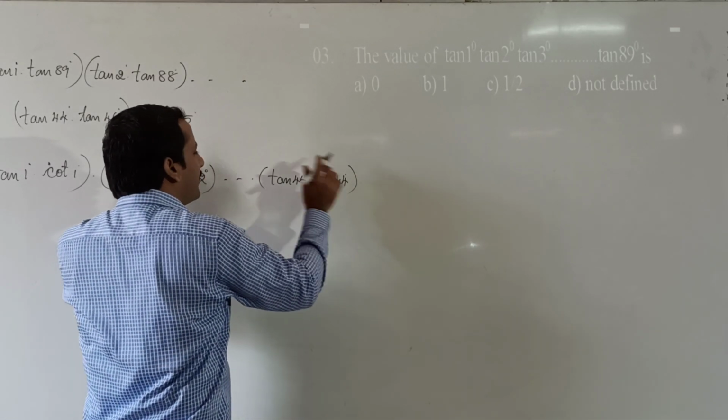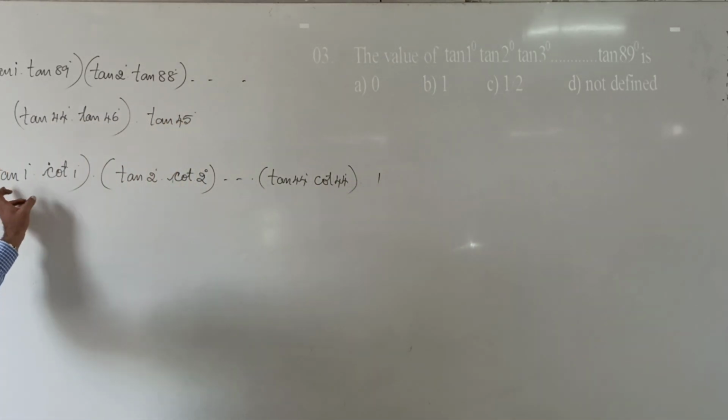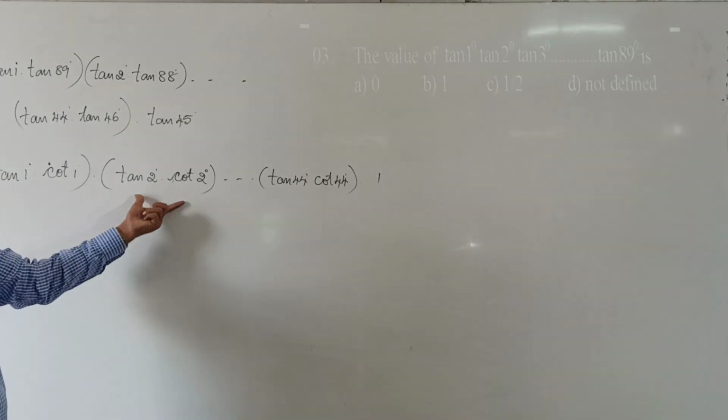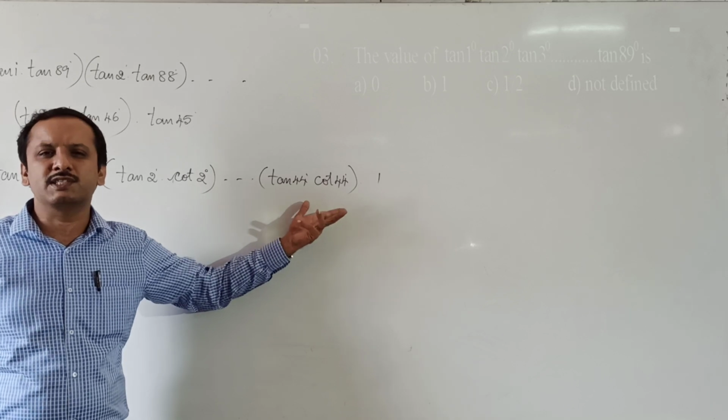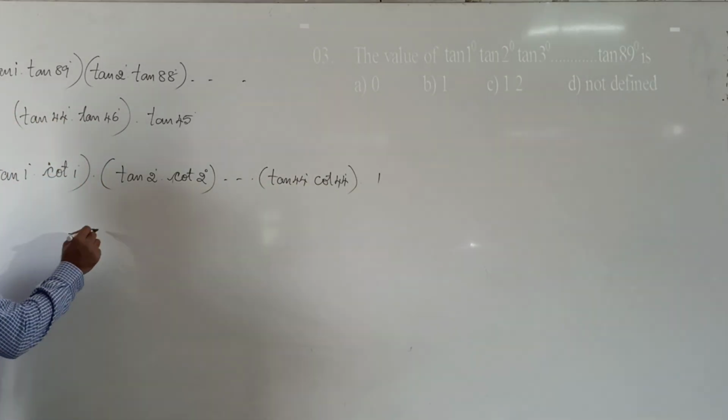Okay, into that tan 45 is remaining, which is 1. So now tan 1 degree into cot 1 degree is 1, tan 2 degree into cot 2 degree is equal to 1. So in that way, all these factors give us 1, and their product is equal to 1.